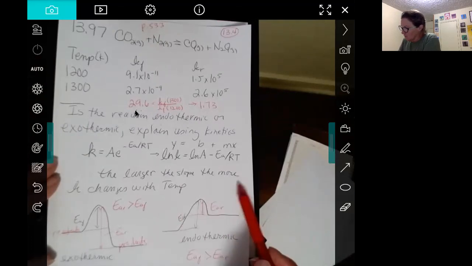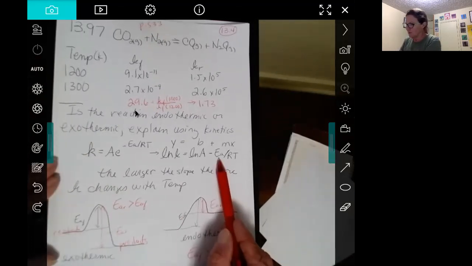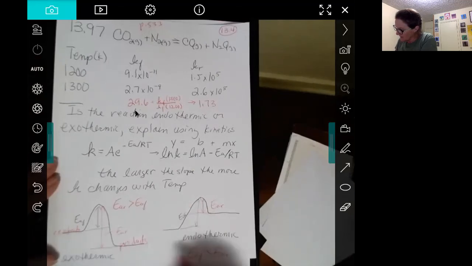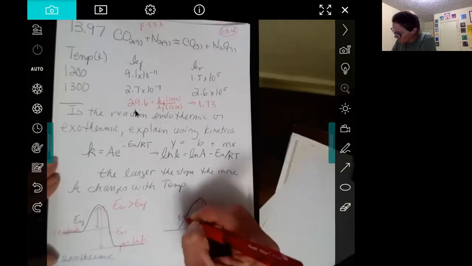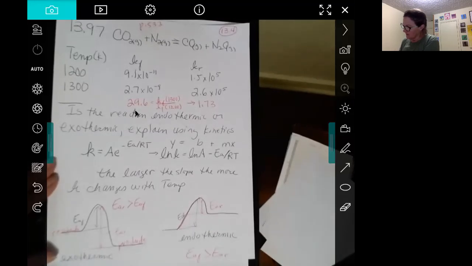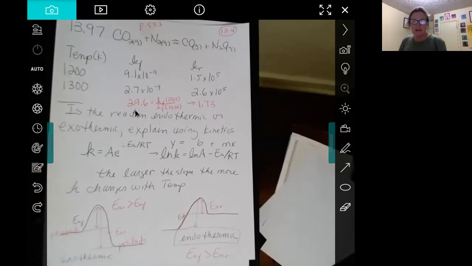Therefore, who has the higher activation barrier? So I said that the rate of change of the rate constant depends on the activation barrier. So that means the forward rate is changing more. So it looks like this guy, because the slope of the forward reaction is greater. Therefore, you can conclude that this reaction must be endothermic because of that.